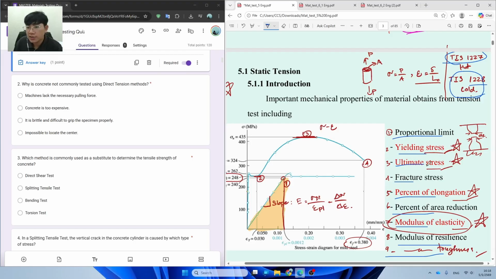But for the TIS, we consider just the red highlighted text over here, which are yielding stress, ultimate stress, percentage of elongation, and modulus of elasticity only. Therefore, in the examination, I may ask you what are the important mechanical properties of material obtained from tension test? So I may trick you by putting just one tensile test property and adding proportional limit, fracture stress, percent of area reduction, and modulus of resilience. Then you need to pick the one from TIS, which is the yielding stress.